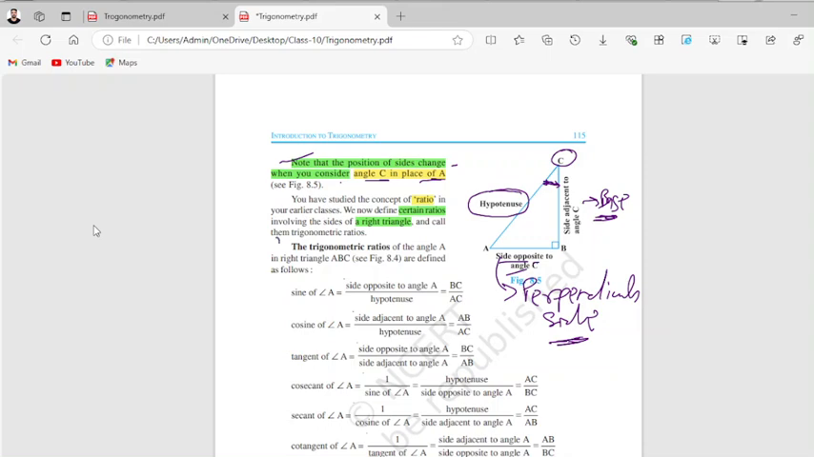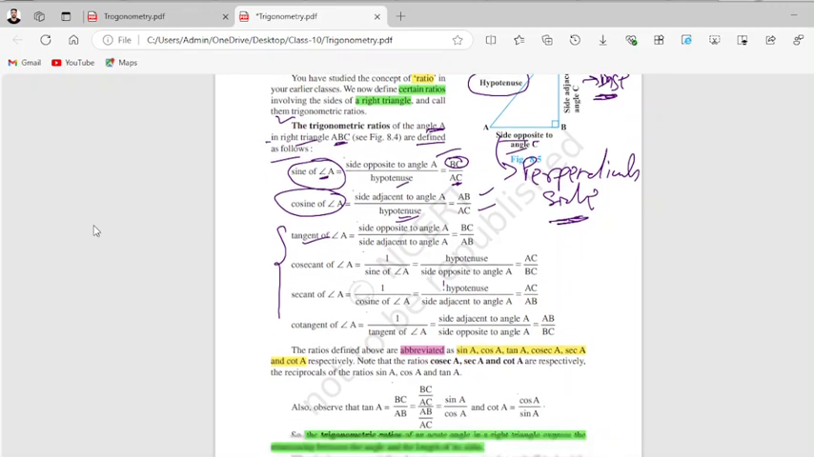After that, the trigonometric ratios of the angle A in the right angle triangle ABC are defined as follows. Sine of angle A is the side opposite to angle A, BC, over the hypotenuse AC. And cosine of angle A will be the side adjacent to angle A over the hypotenuse, so AB over AC. Similarly, we can explain tangent, cotangent, secant and cosecant.